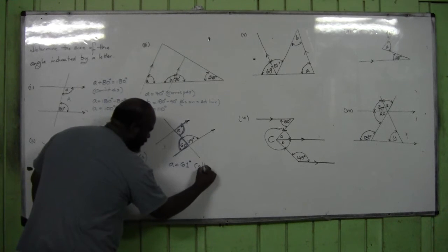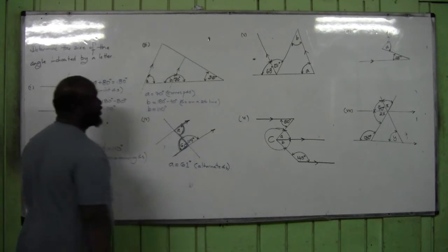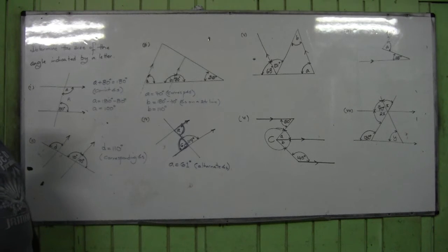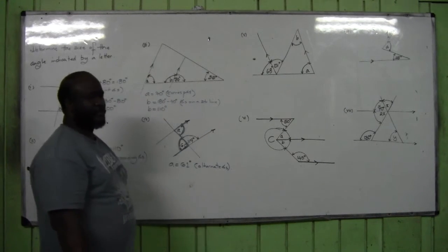They are alternate angles. Stay with me. Who can tell me, in this diagram, what is A equal to and give me the reason?